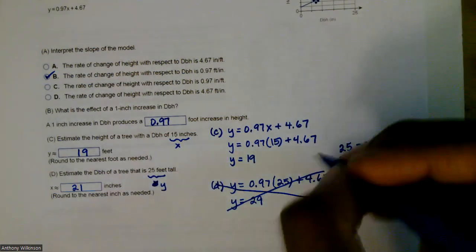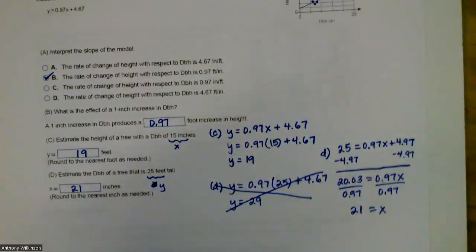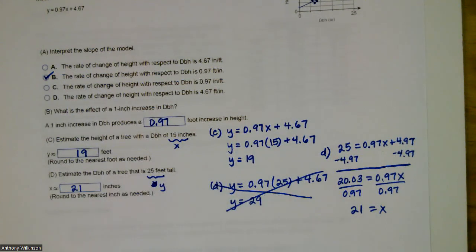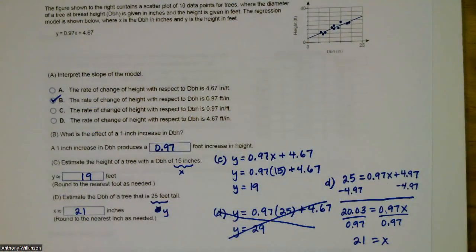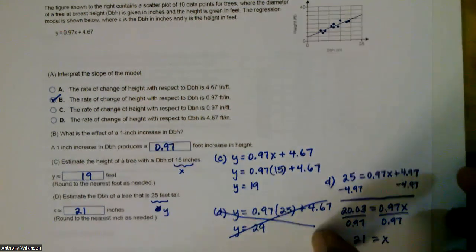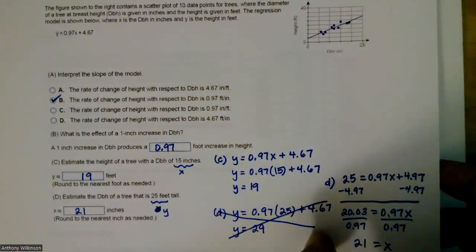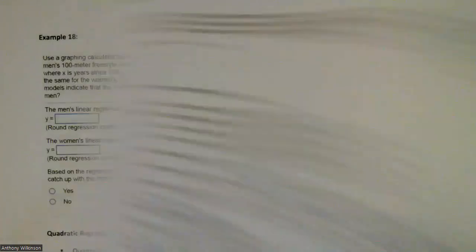Okay. So here they're giving you the height of the tree. You just have to find the DBH, and the height of the tree is represented by Y. Your DBH is going to be represented by X. So my apologies for that mix up. All right.